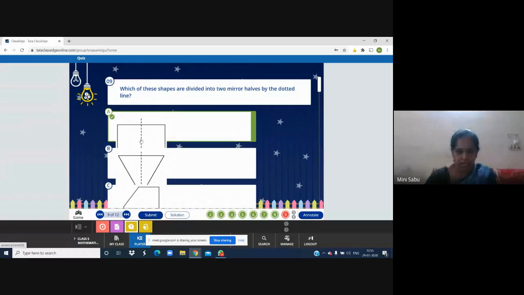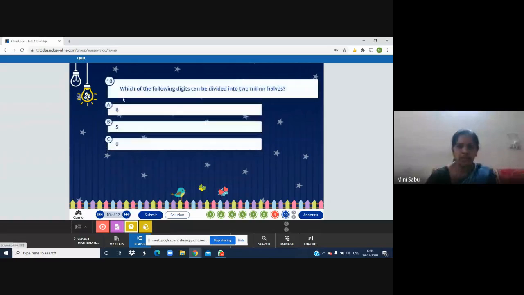Yes. Okay. That means here when you cut it, this part is there. Here also this part is there. If you fold it and keep it, then this corner will come and coincide with this corner. Okay, children. Now we have 2-3 more questions. We will do that also.